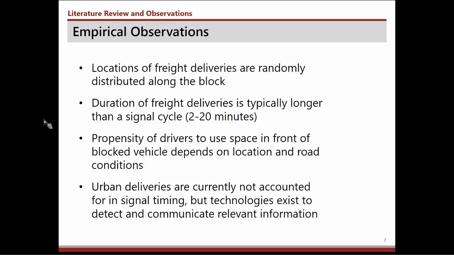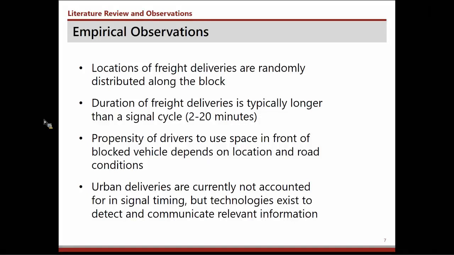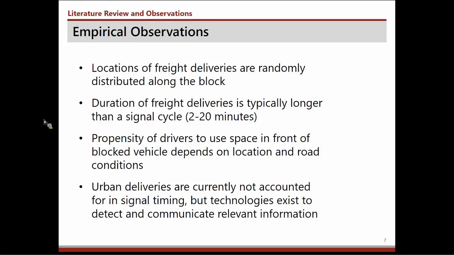The other thing we recognized is that there's a propensity of drivers to use the space in front of blocked vehicles, and it does depend on where along the block the delivery vehicle stopped and what the road conditions are. So what I mean by this is that if a truck makes a delivery and is blocking a lane of traffic, vehicles certainly have to get out of that lane to get around it, but they do tend to go back, switch back into that lane and fill up those lanes, especially if they're going to make a turn or if the signal is red and they want to use that as queue storage space. And so just writing off that lane as lost is not exactly right either.